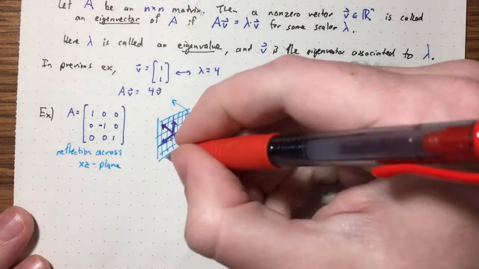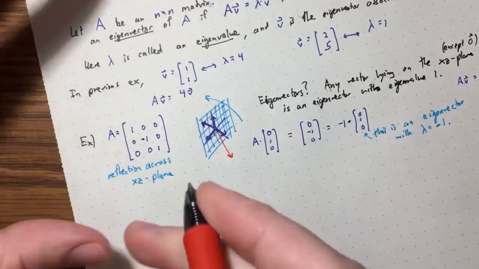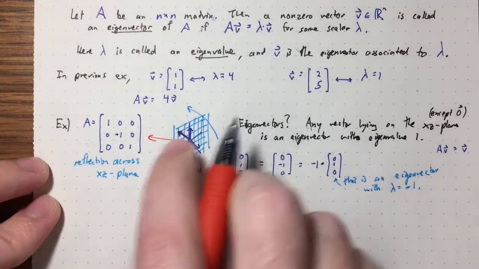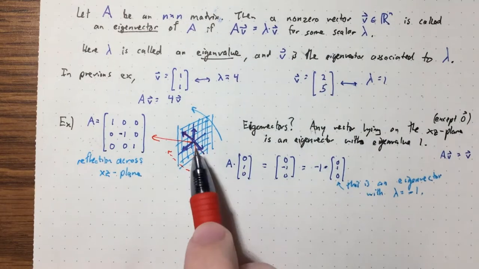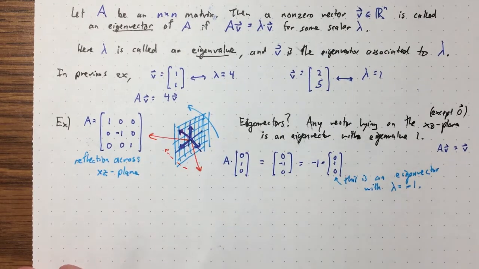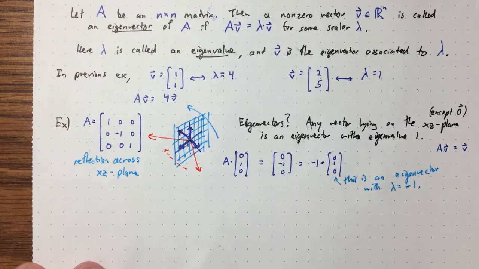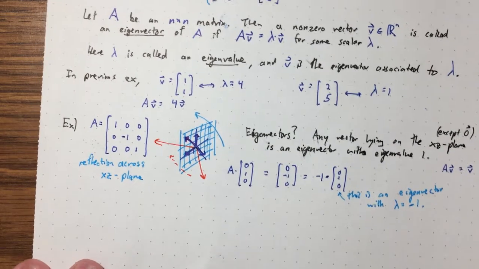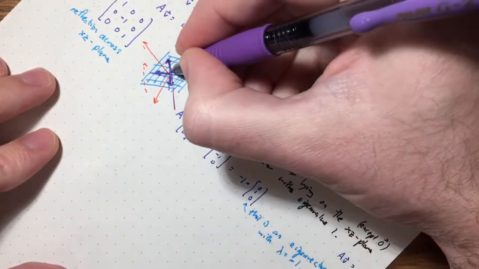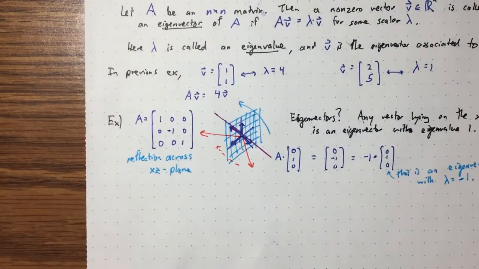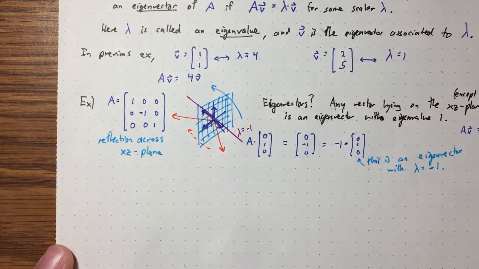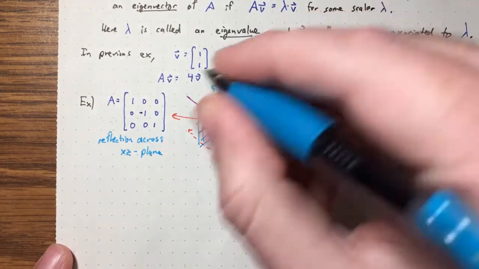Or are there any others? Like, what if we had a vector pointing out this way? Okay, well that would get reflected here. But see, it would not be pointing in the same direction. And it wouldn't even be pointing in the opposite direction. So we can't even say it's a negative scalar times itself. So it turns out there aren't any other eigenvectors. The only eigenvectors here are this blue plane here, and anything lying on the y-axis. Okay, the ones lying here have eigenvalue minus 1, and the ones lying on this plane just get sent to themselves, so they have eigenvalue 1.